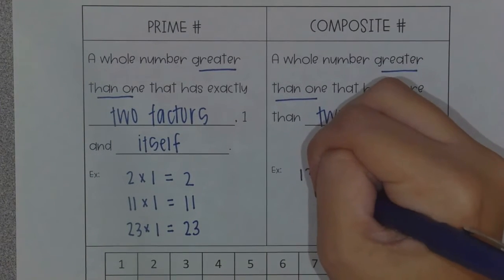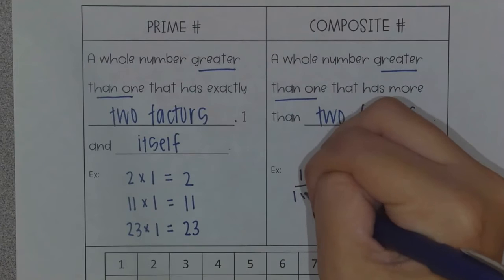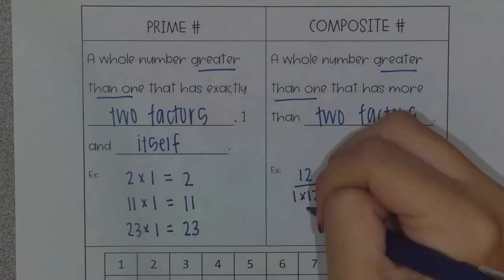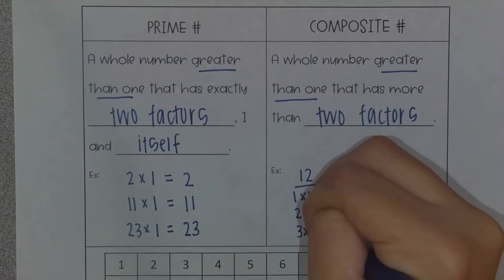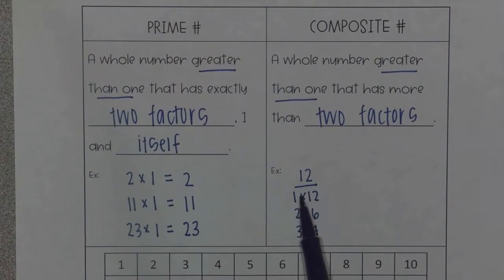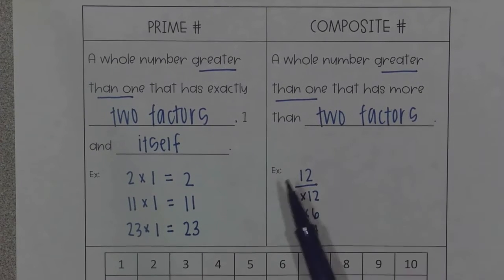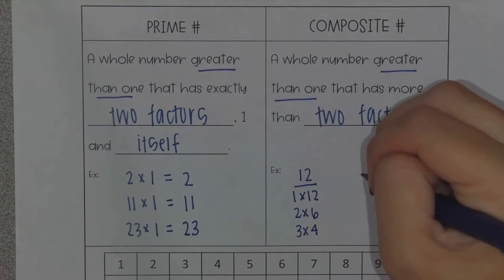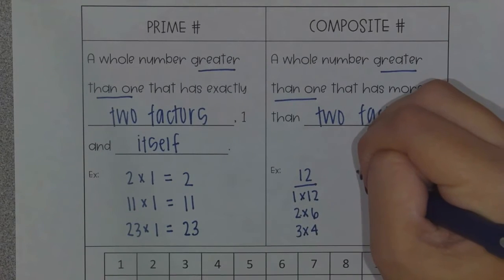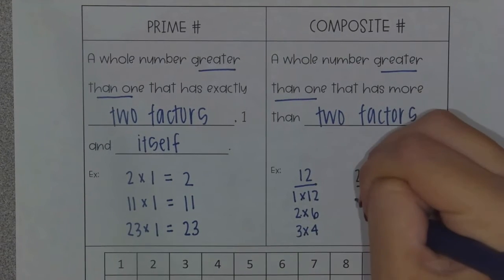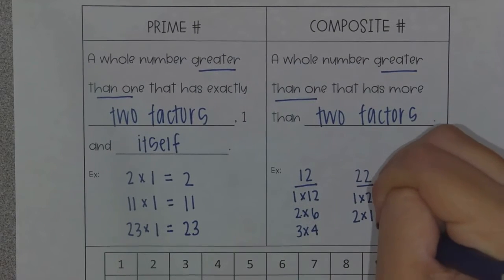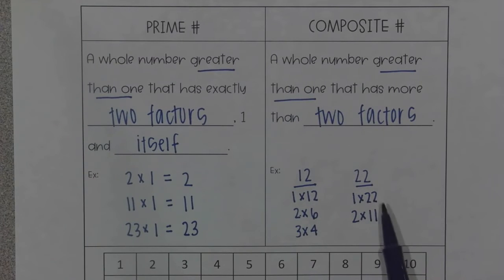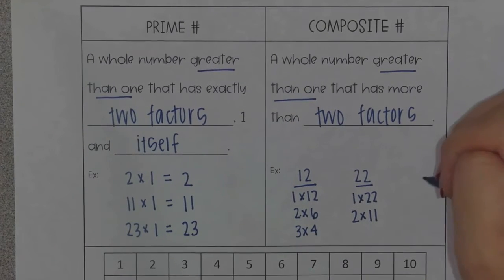So for example, the number 12. I can get it by doing 1 times 12, but I can also get 12 by doing 2 times 6 and 3 times 4. So the number 12 has 1, 2, 3, 4, 5, 6 factors in total. That's more than 2. I can get the number, let's do 22 by doing 1 times 22 and by doing 2 times 11. So in total, it has 4 factors.